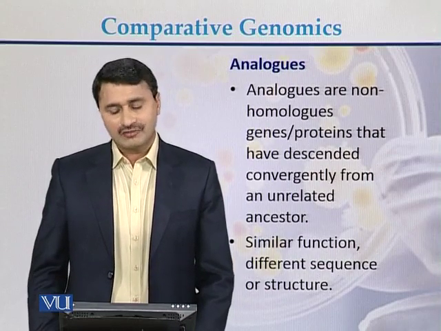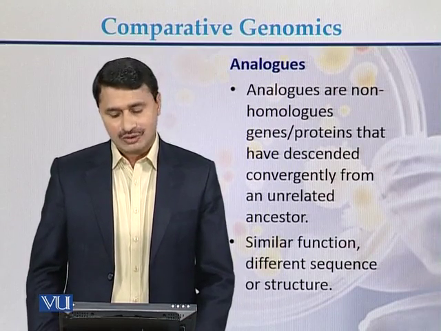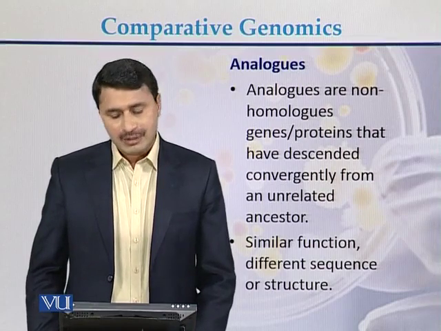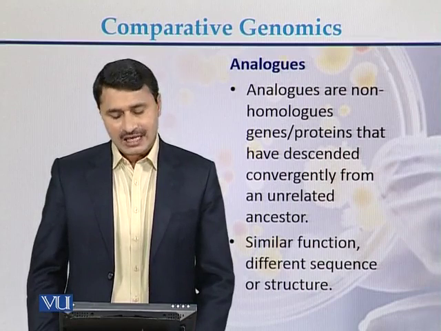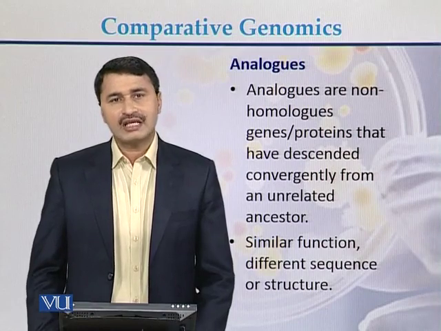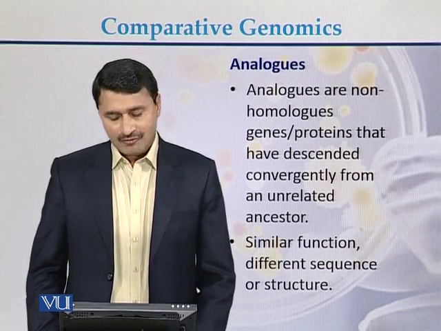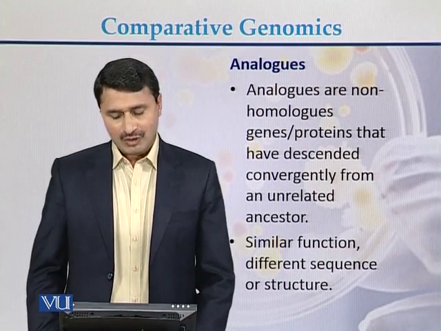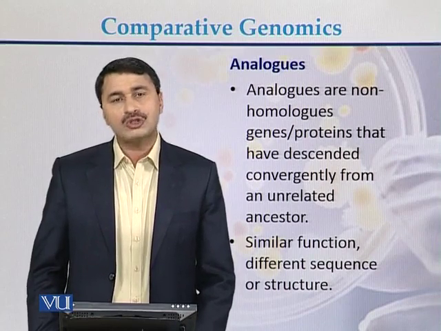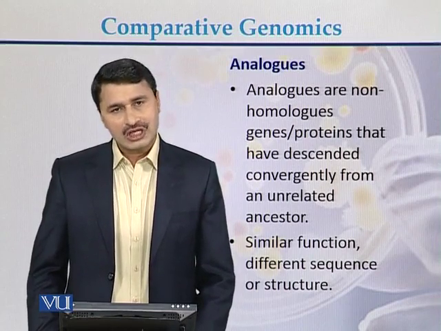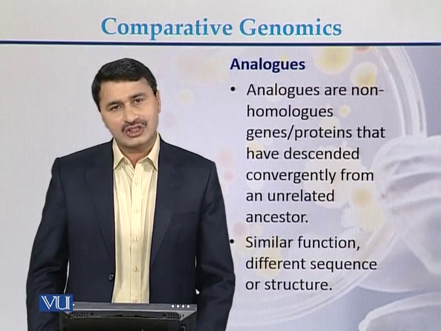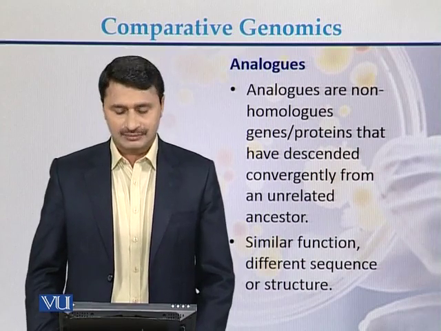The fourth type of homology is called analogies. Analogies are non-homologous genes or proteins that have descended convergently from unrelated ancestors. If they have originated from unrelated ancestors through a process called convergence, then they are analogous to each other. They usually have similar functions, but they have different sequences, or their structures can be different from each other.